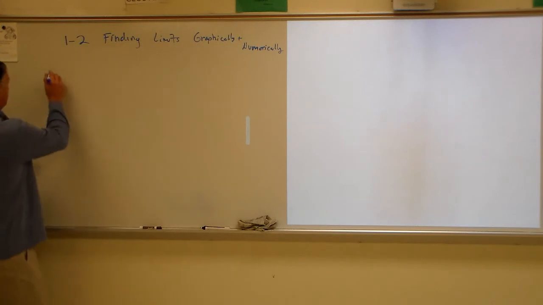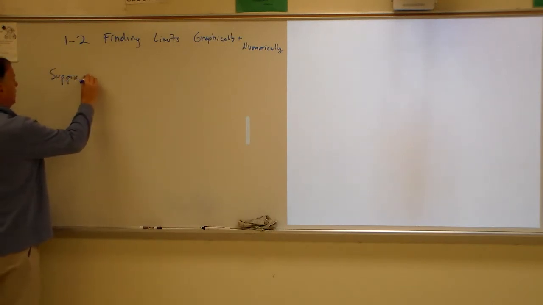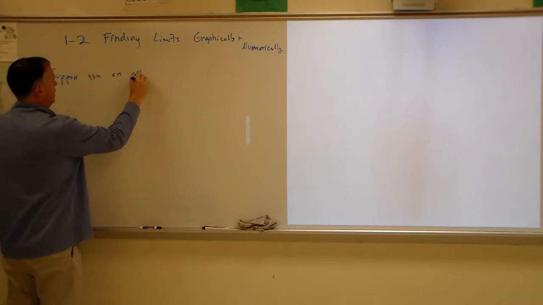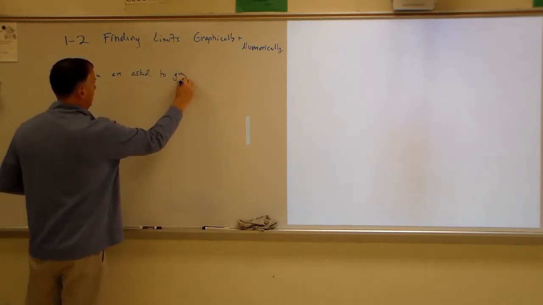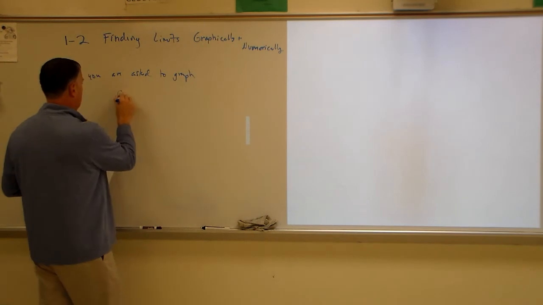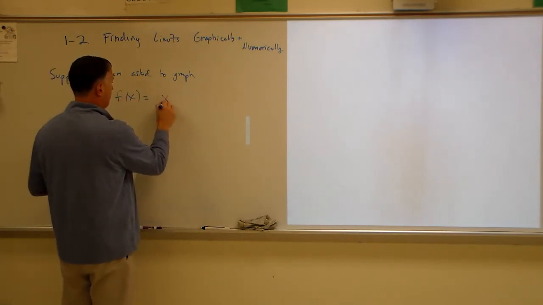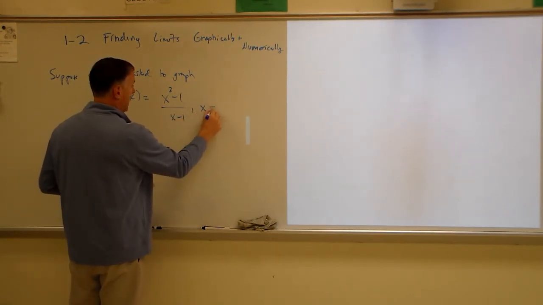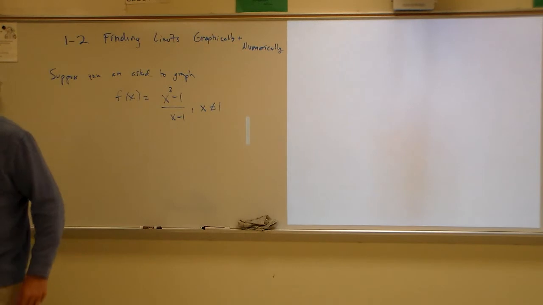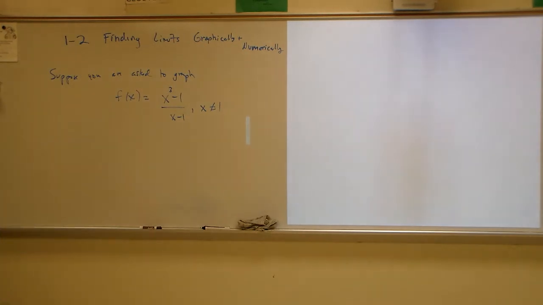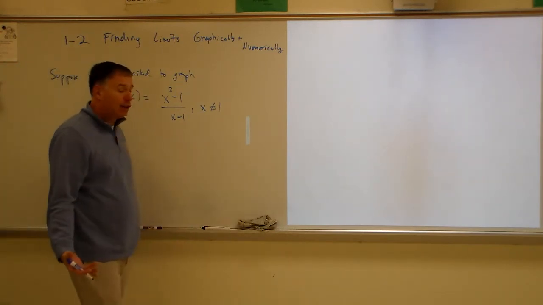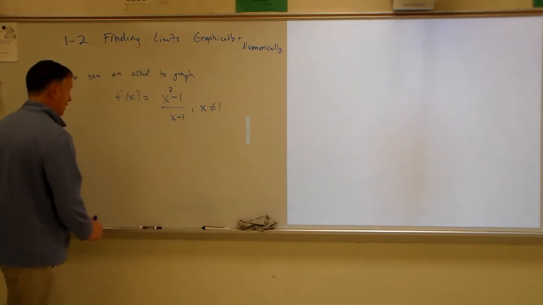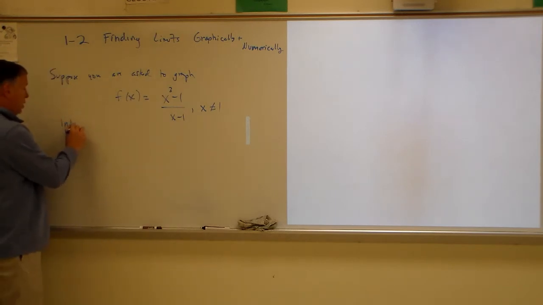So suppose you are asked to graph f of x equals x cubed minus 1 over x minus 1, where x doesn't equal 1. If you were going to graph this, one thing you might want to do is look at the intercepts. So let's talk about the intercepts.